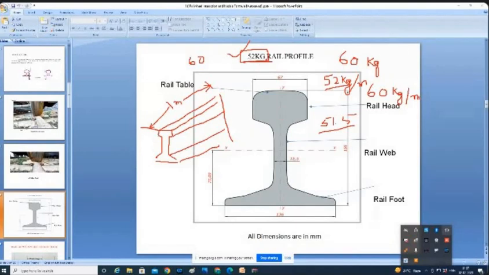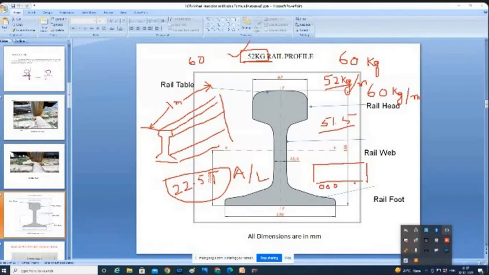Every rail has some capacity. This 52 kg rail is designed to take an axle load of only 22.5 ton. Say you are moving one locomotive. Say this is the locomotive. You will have say 3 axles in the front bogie and 3 axles in the rear bogie.